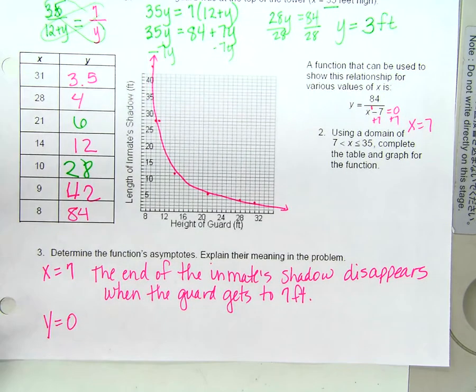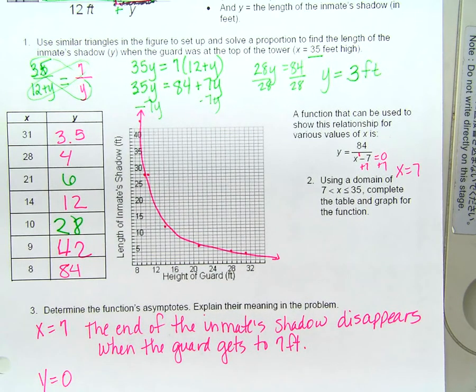Why is there an asymptote at y equals 0? Because the lantern can't be at 0. I'm going to keep going so you can watch it tonight.